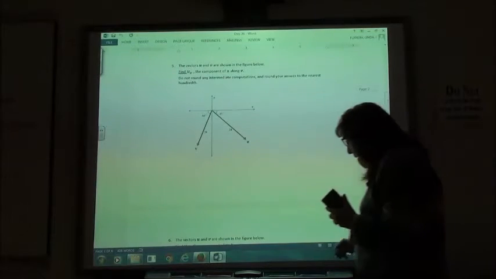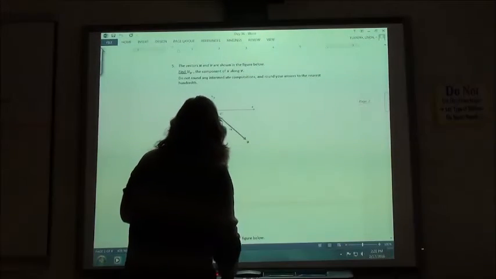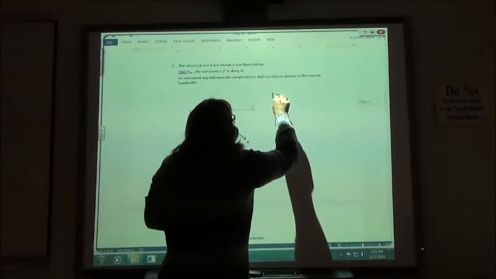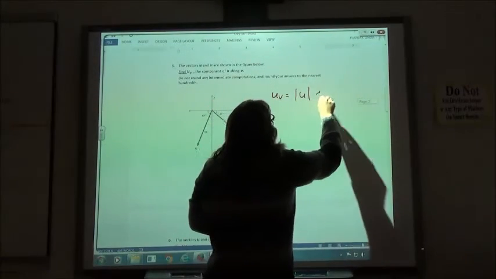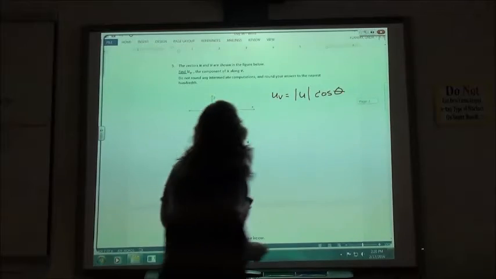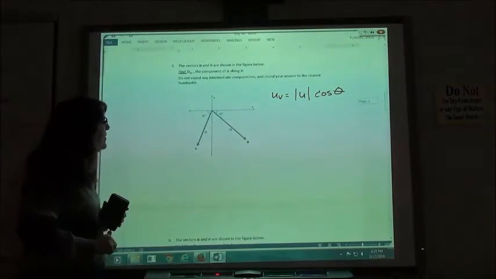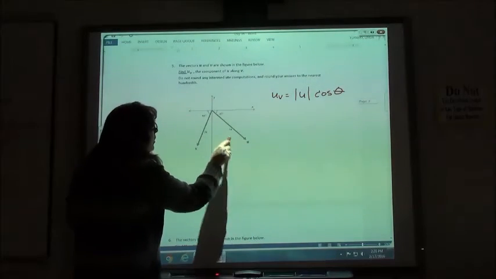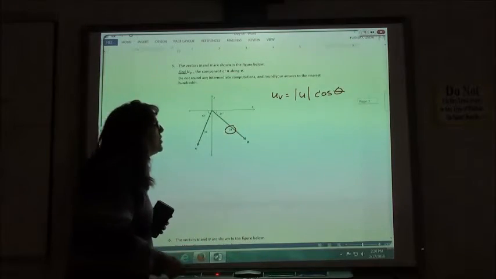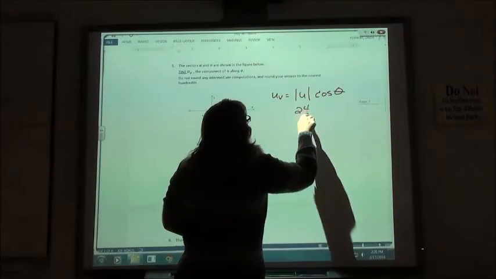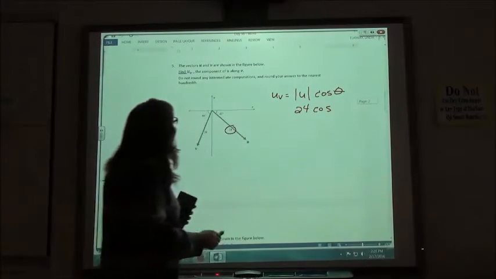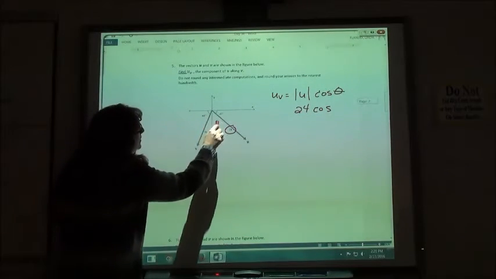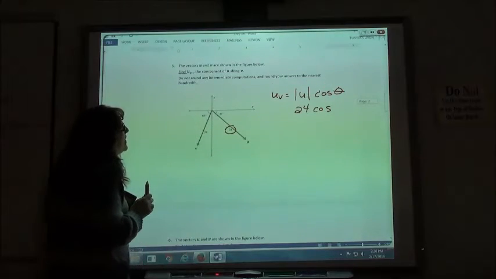So for number 5, again, we want to find u sub v. We're going to do the magnitude of u times the cosine of our angle. If I'm looking at this one, here's my vector u. The magnitude of that is going to be 24. I want to take that times the cosine of my angle. So I need to figure out what my angle is. Both of these I need to figure out the inside.